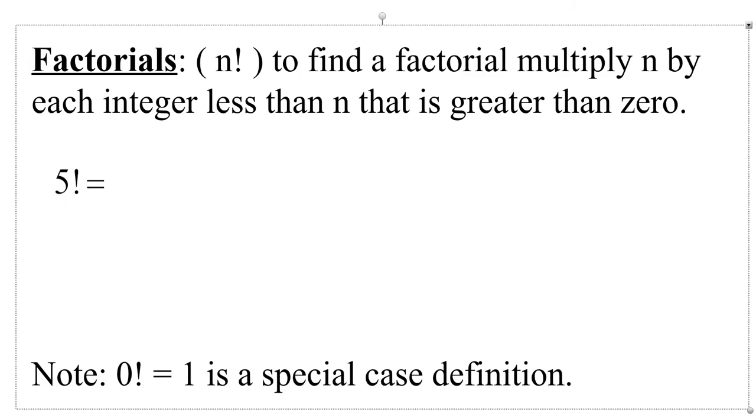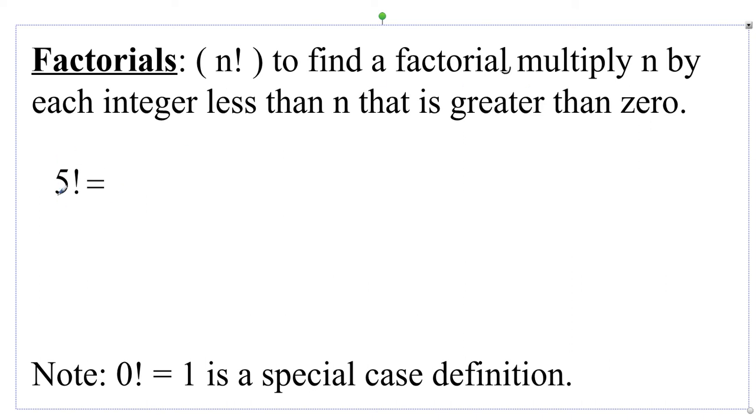Okay, so factorials, n factorial. To find a factorial, there should be a comma there, I think. I have to ask Mrs. Boyd when I get back. To find a factorial, multiply n by each integer less than n that is greater than 0.